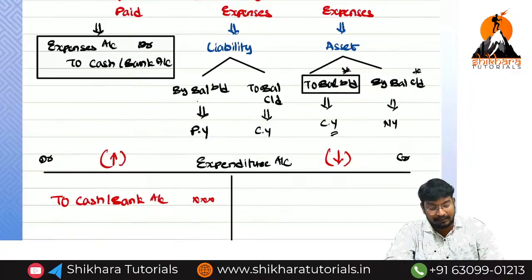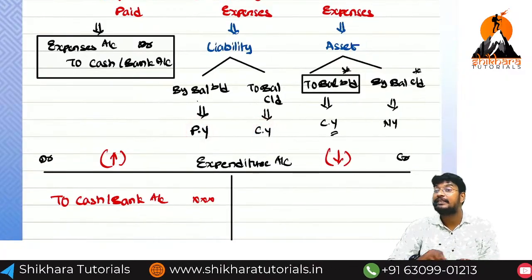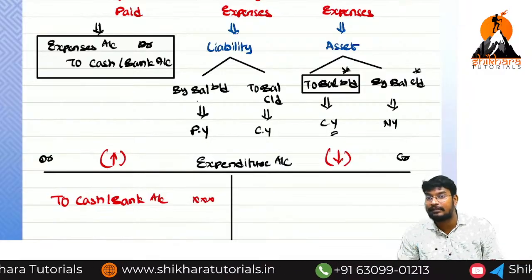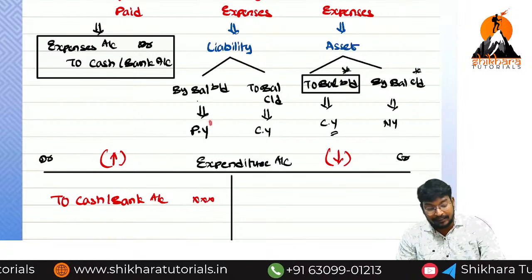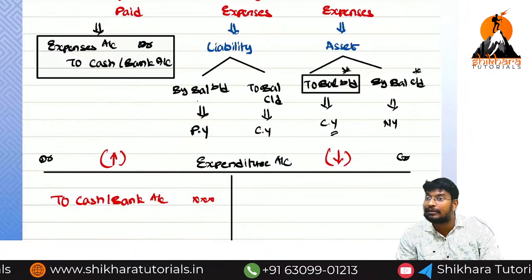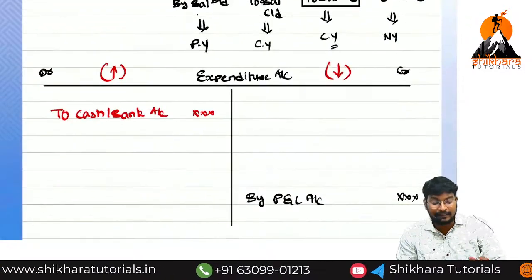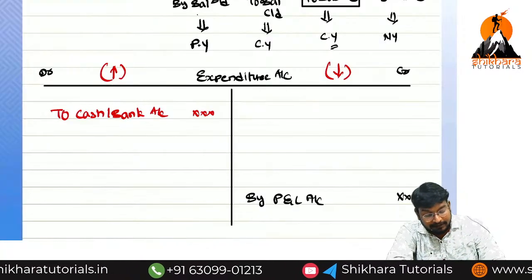If you observe the scenario, previous year and current year. Previous year means we should not consider. We are following which approach? Accrual basis. So previous year means we should not consider. We should not consider means expenses decrease. So can I write on the debit side or on the credit side? On the credit side. So what do we need to write?